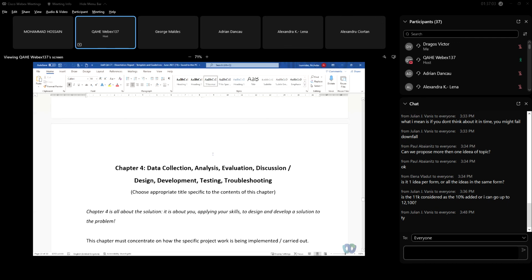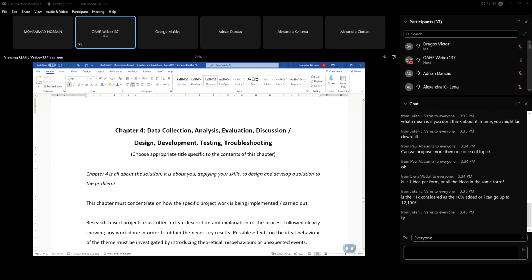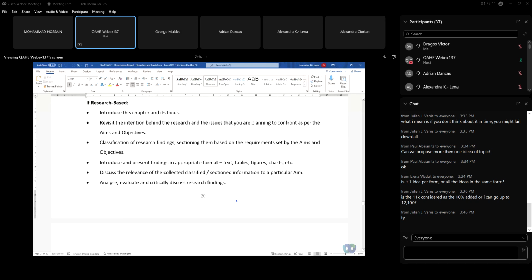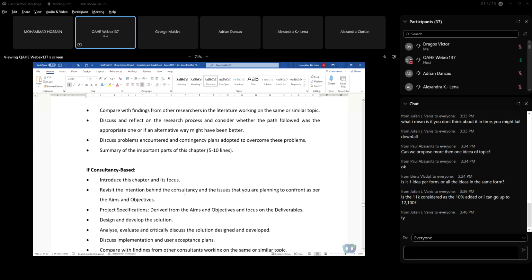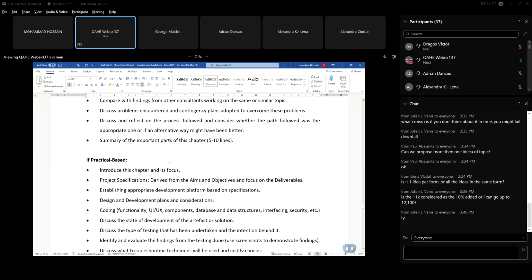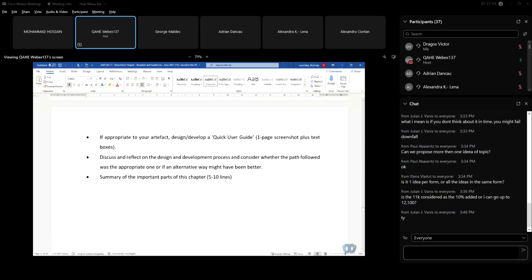Chapter 4 is all about your contribution to solving that particular problem, right? It's all about the solution. If your topic is research based, this is what you do. If it's consultancy, this is what you do. If it's practical, this is what you do.